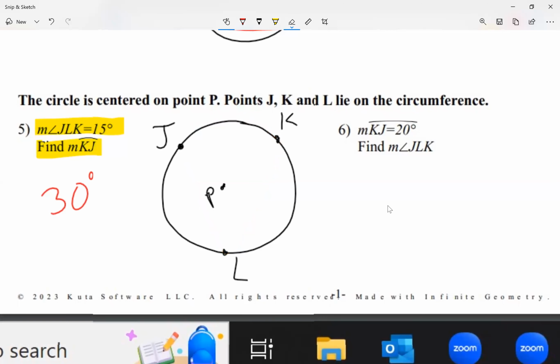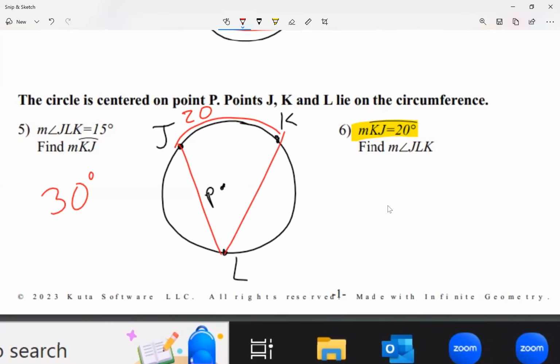Okay, let me erase this information because I'm going to use my same graph for question number 6. So I'm using the same graph for question number 6. Now here it says the measurement of arc KJ is 20 degrees. So the arc KJ is 20 degrees. If I wanted to know this angle, we can say 10, right? Because remember, if I give you the arc, the angle's half of it.